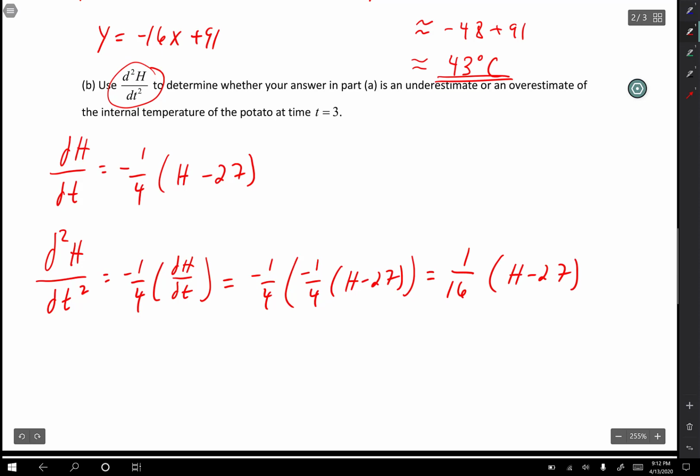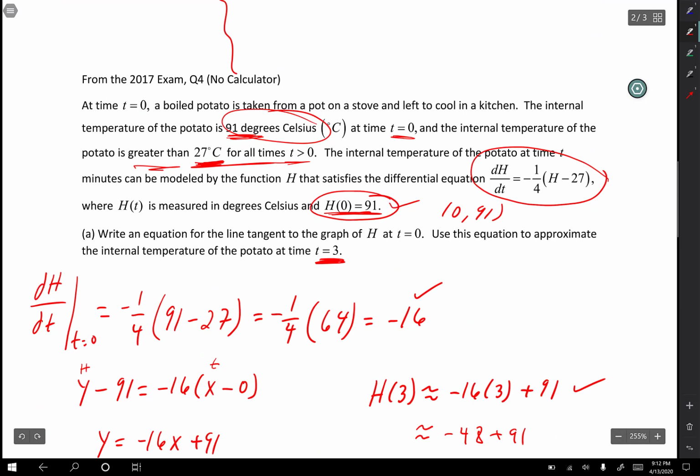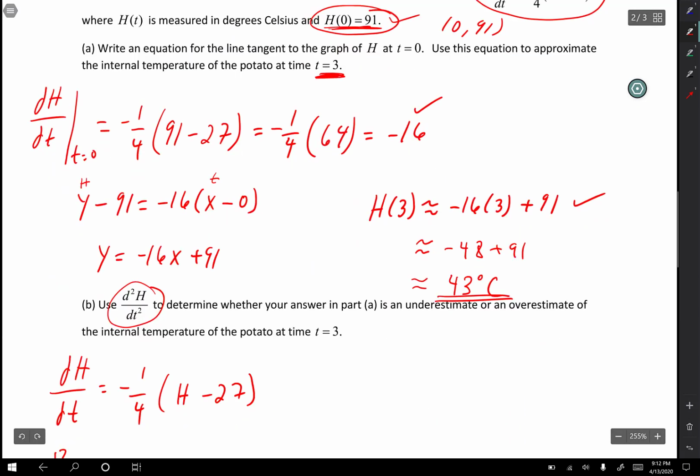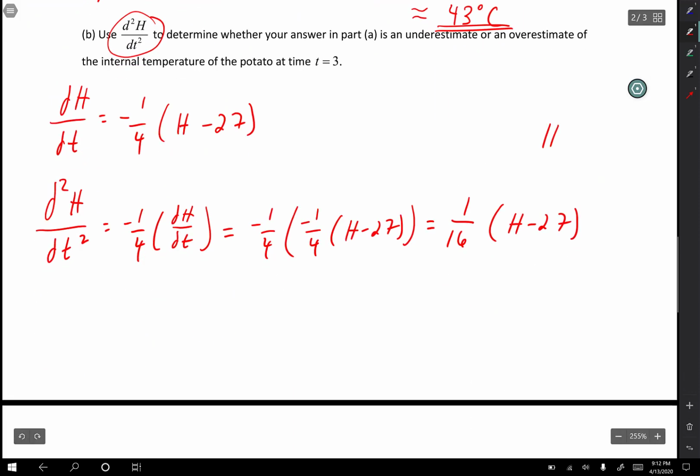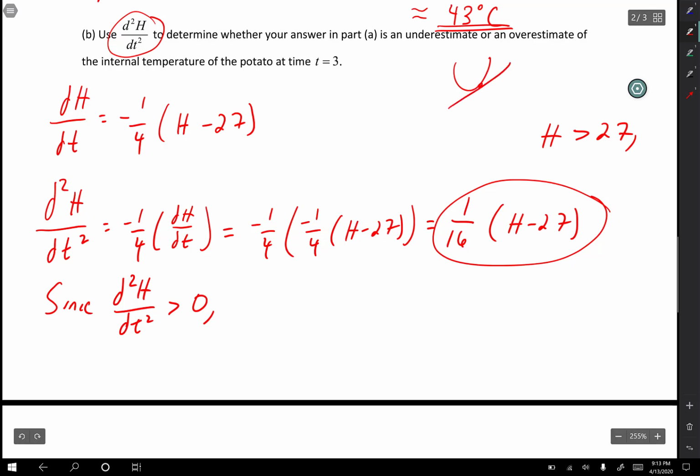All right, so now h. Notice way up here in the stem of the problem, it says the internal temperature of the potato is always bigger than 27. So h is always larger than 27. Hence, this expression will always be positive. So I'm going to write, since the second derivative is positive, comma. So what does that mean if you're positive? Concave up. So the tangent line is going to lie below the curve.